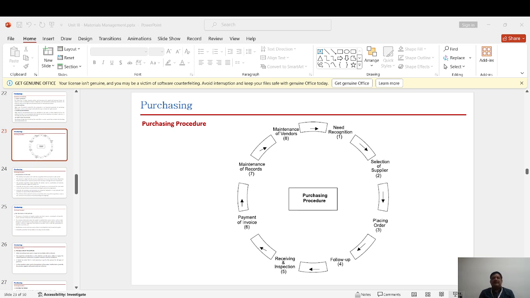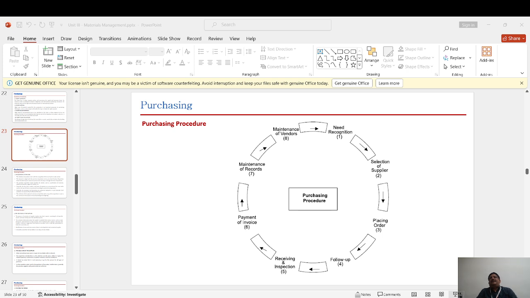Legal factors. What do the legal factors include? The warranty, cancellation provision, patent protection, legal liability, or different laws, and the reputation of compliance. All these things we have to take into consideration while selecting the supplier.